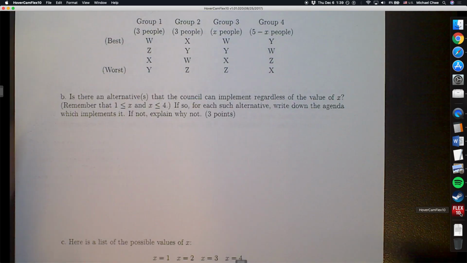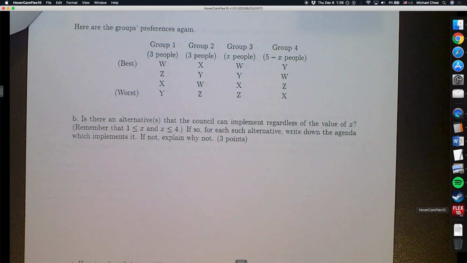Okay, this is great. I think we'll have time to do this one. Is there an alternative that the council can implement regardless of the value of X? Obviously, depending on the value of X, it'll change who beats what. Let's just check. Let's do between W and X. How many people vote for W? I think 3, right? Then 3 plus X plus 5 minus X. Does that make sense? Those people vote for W over X. How many people vote for X? 3. So W beats X regardless of what the value of X is.